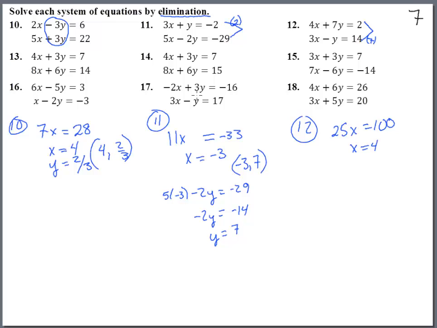Let's use a different color sticking 4 in this time. So stick 4 in here. We get 12 minus y equals 14. Subtract 12 and you get negative y equals 2. That y is a negative 2. So that means 4, negative 2 on that one.